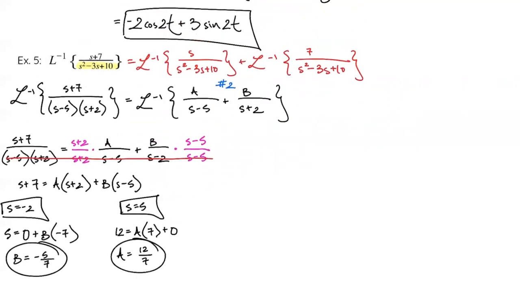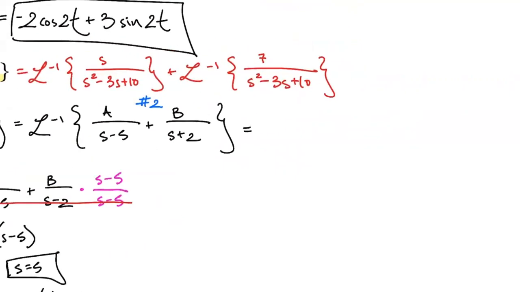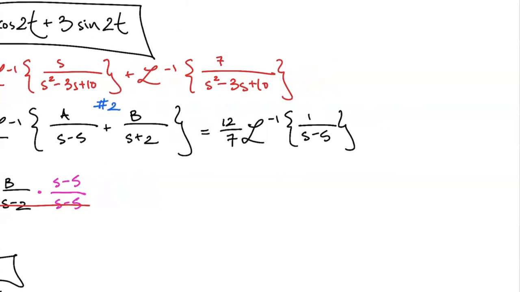So let's go ahead and go back up here. I'm going to go ahead and bump the A out to the front. So I have 12/7, the inverse Laplace of 1/(s minus 5). That's the first term. My B value was -5/7, so -5/7, the inverse Laplace of 1/(s minus -2). Okay.